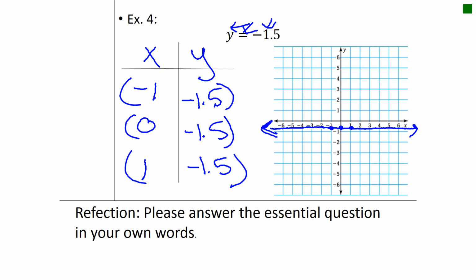All right, go ahead and answer your reflection question. The essential question is, how do you graph a line? Hint, hint, it was those 1 through 4 steps is what you should be looking at. All right, when you're done, go take that checkpoint.